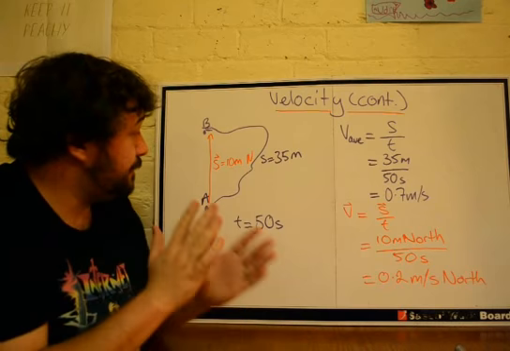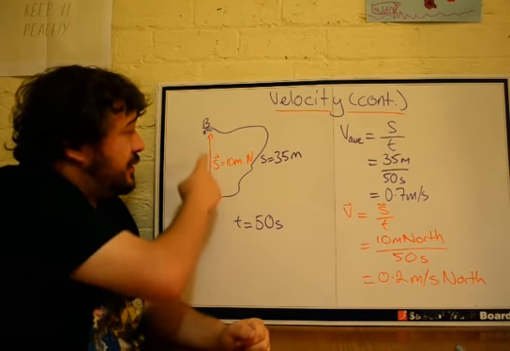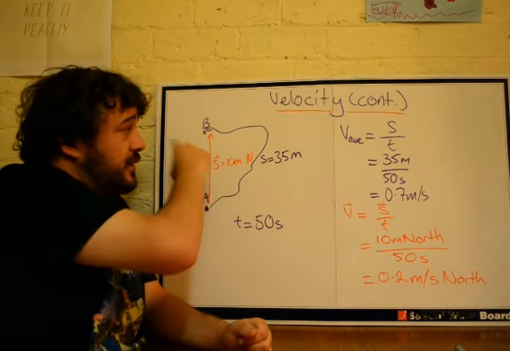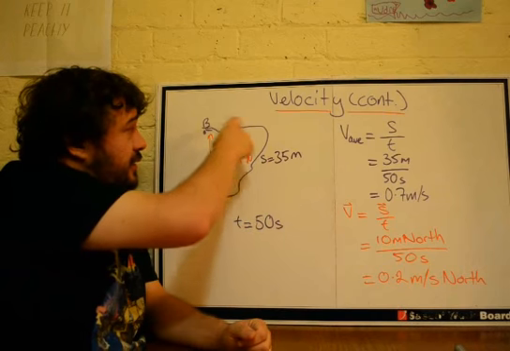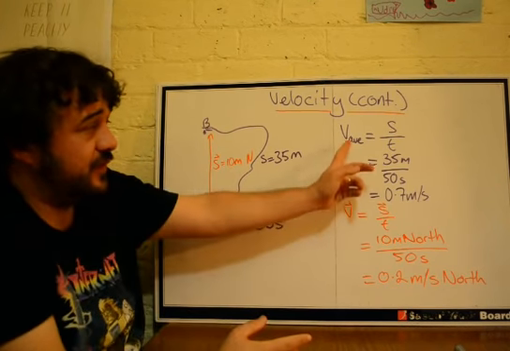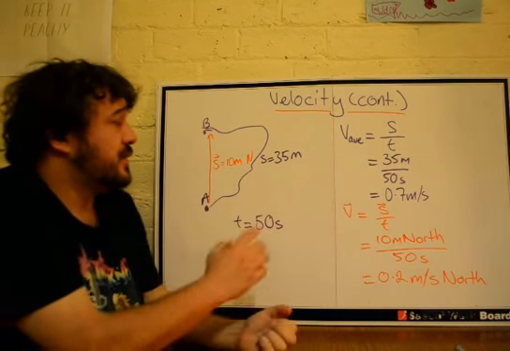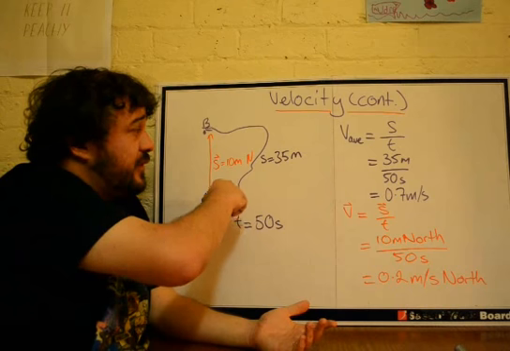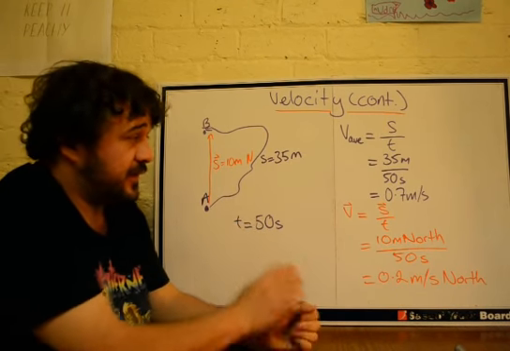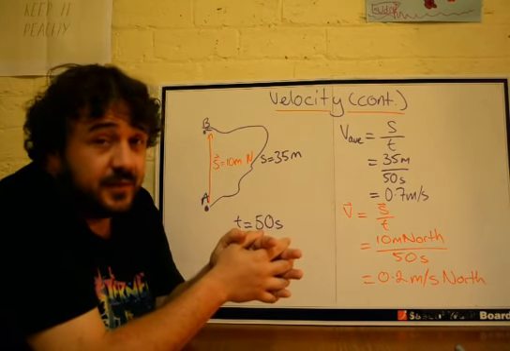Alright, so here is our trip. We've gone 10 meters this way, but we couldn't go in a straight line. We had to go around some part of the playground. Now our average speed, v ave, is distance over time. So we've gone 35 meters in 50 seconds, t equals 50 seconds, and that is 0.7 meters per second. That's how fast we went.